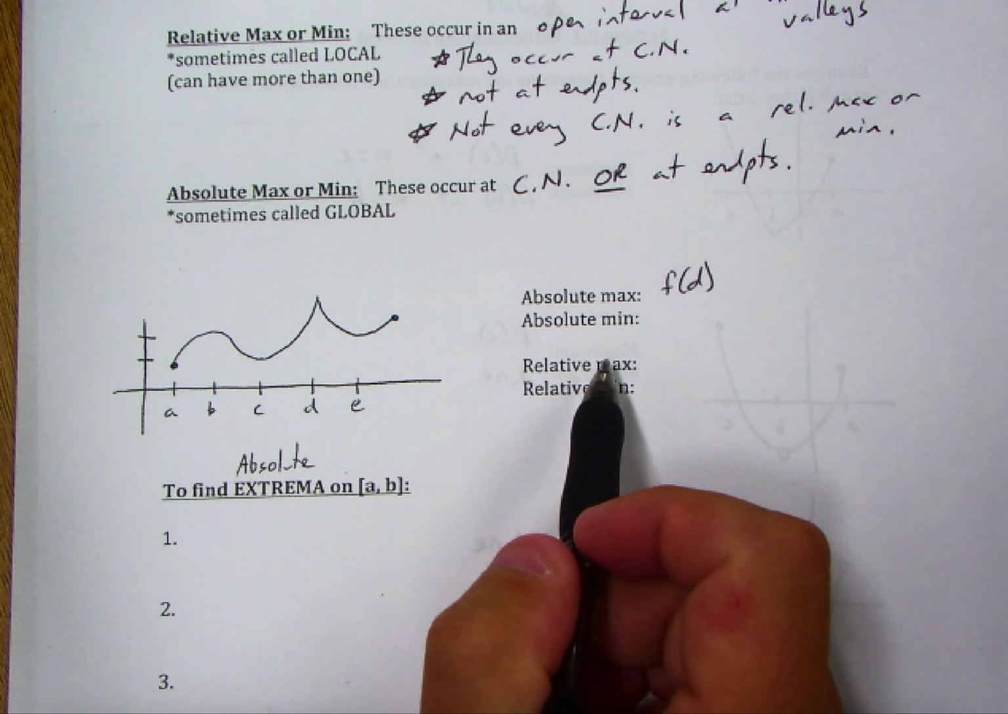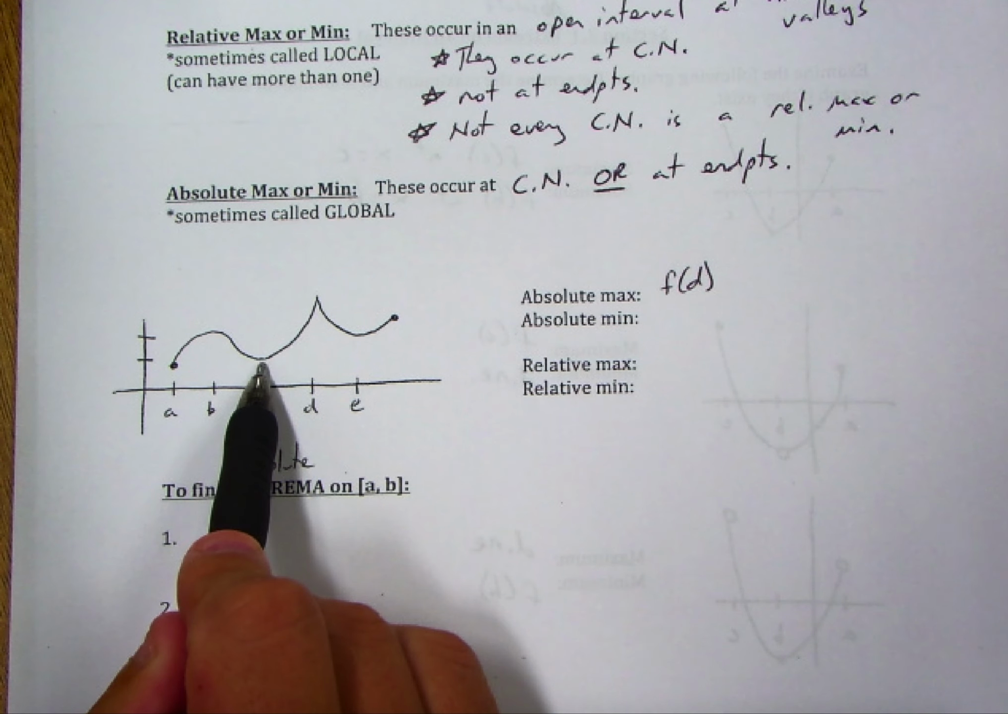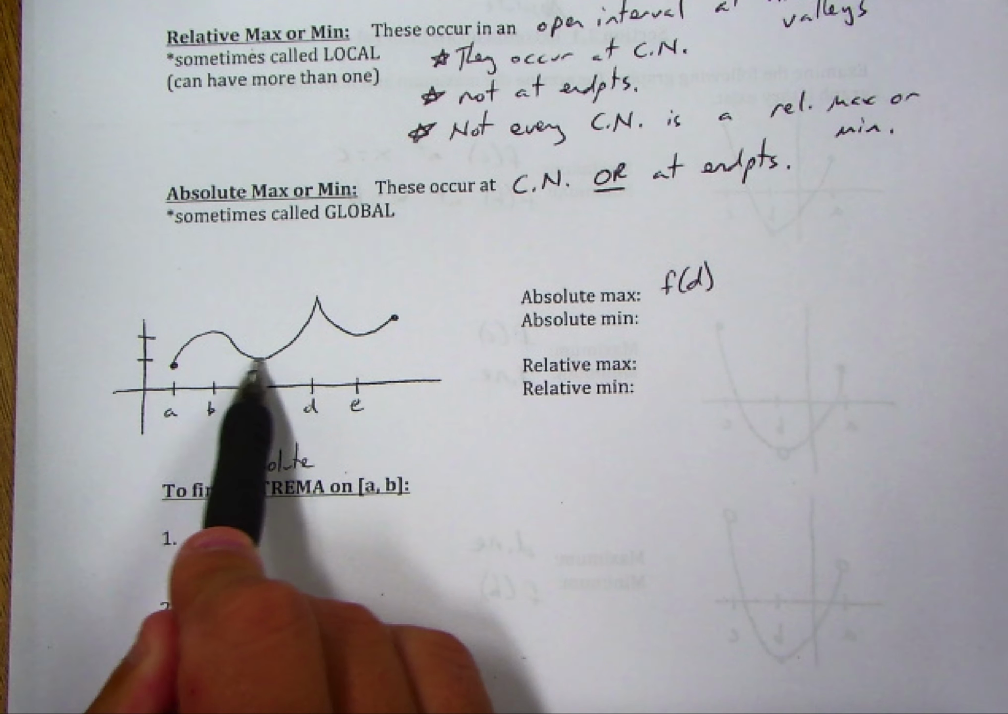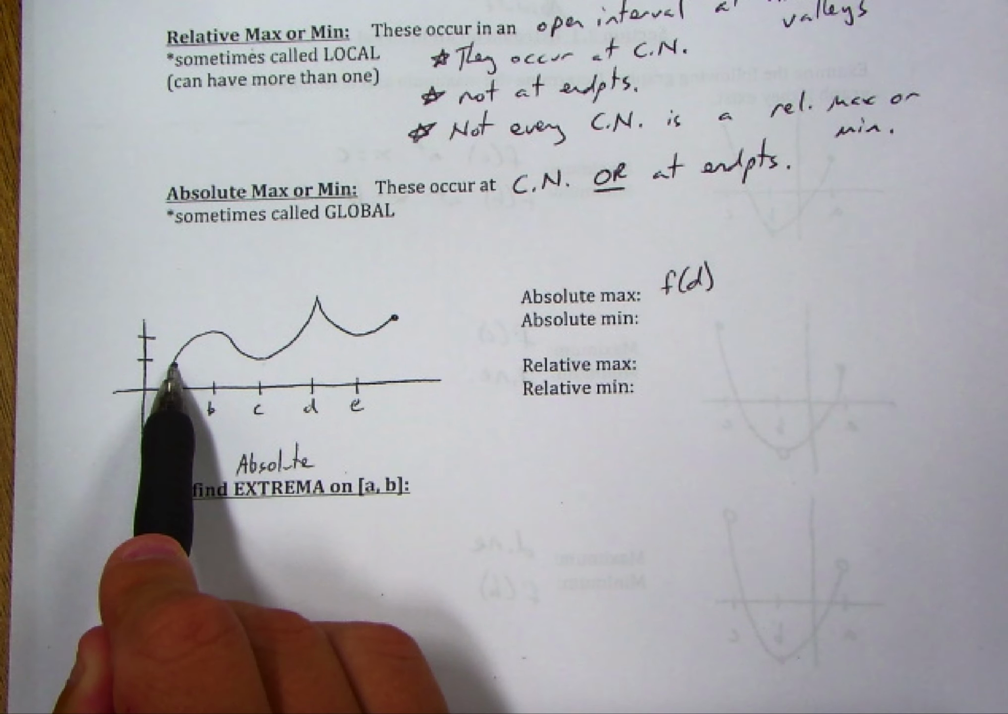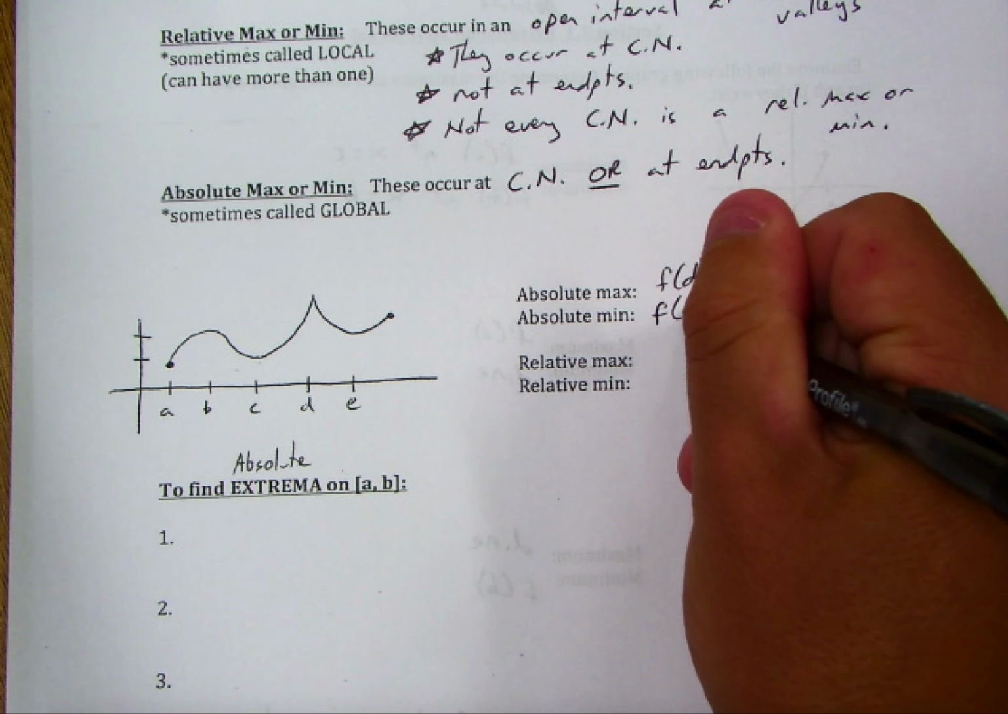The absolute min is the smallest. It's kind of hard to tell. It looks like this little valley right here and this endpoint are pretty similar. A is actually below, and so f of a would be the absolute min.